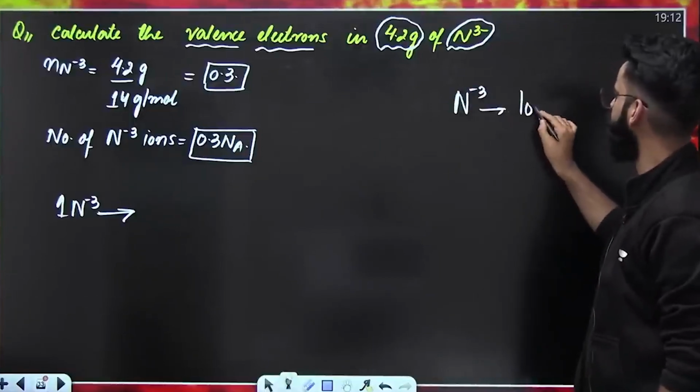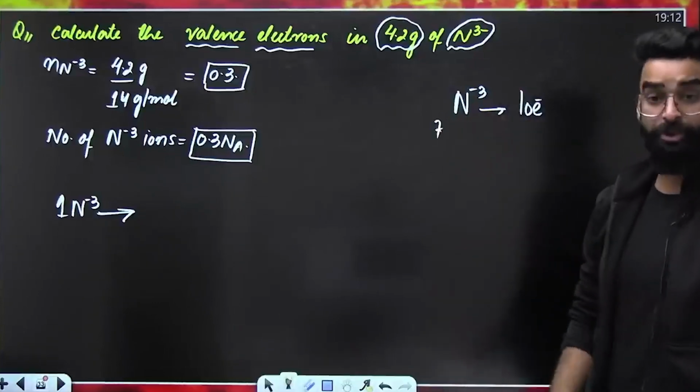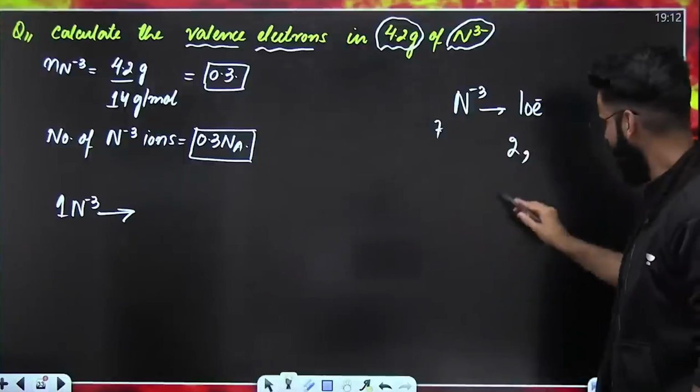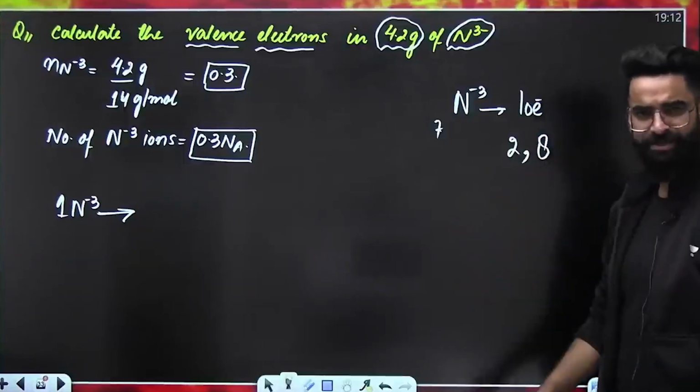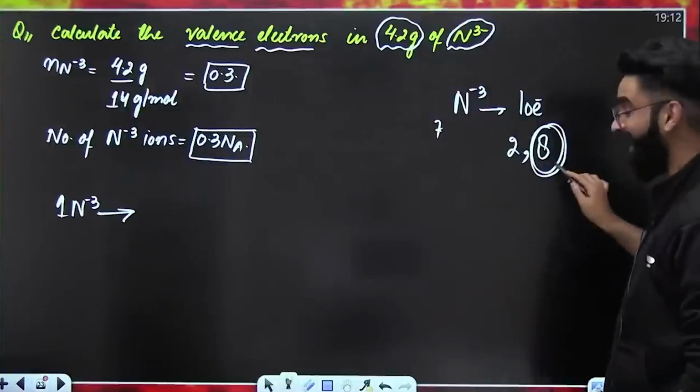How many total electrons are there? Since atomic number is 7, 7 plus 3 makes it 10. So there are total 10 electrons. Out of 10 electrons, there will be 2 electrons present in the first shell, 8 electrons present in the second shell. This second shell, which is the valence shell here, is containing 8 electrons.